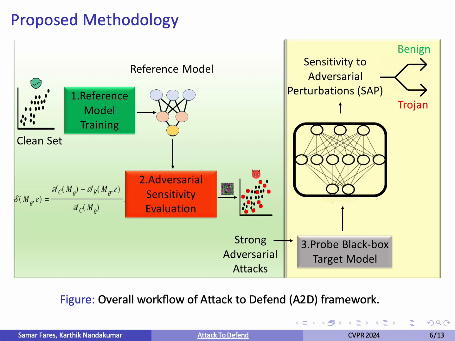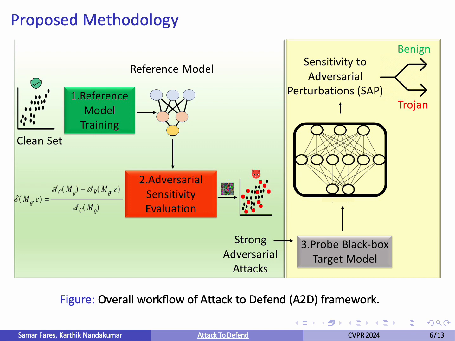Our A2D framework consists of 3 steps. The first one is reference model learning, and the defender first picks a reference model architecture, which need not be the same as the target model, and learns the reference model parameters theta on the small subset of clean samples. Then the defender does adversarial sensitivity evaluation of the reference model, and in this step the goal is to generate strong adversarial samples that are highly likely to fool the reference model.